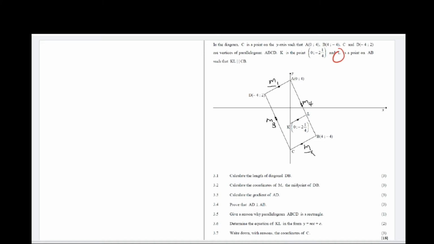And then L is a point on the line AB such that KL is parallel to CB. Again it means that this gradient here, I'll call it M5, will be equal to M1 and M2. So one thing that you can just write down is, from this diagram, M1 is equal to M2 is equal to M5.